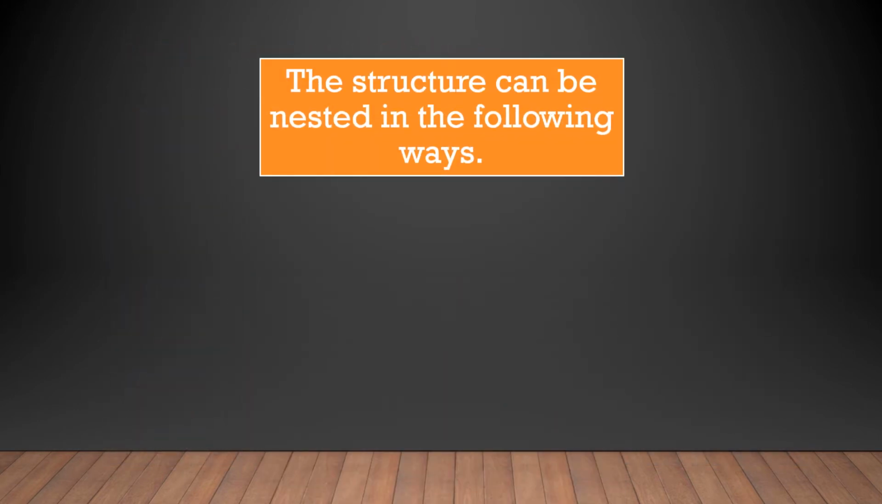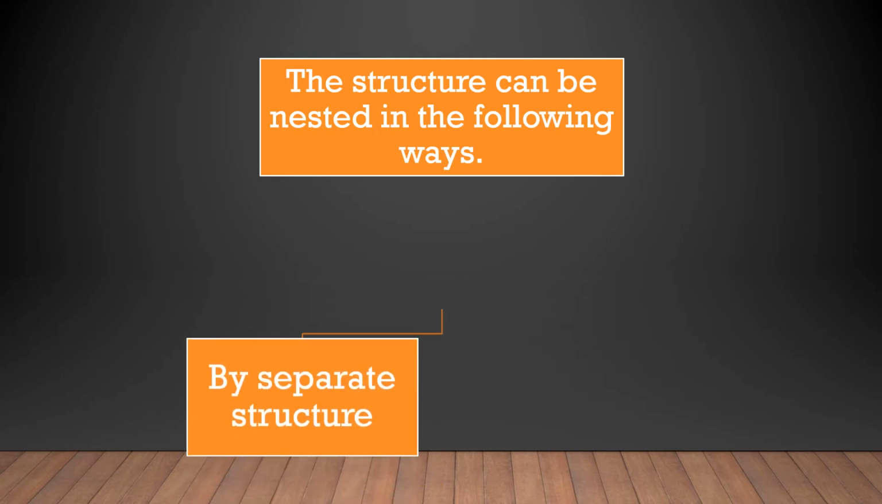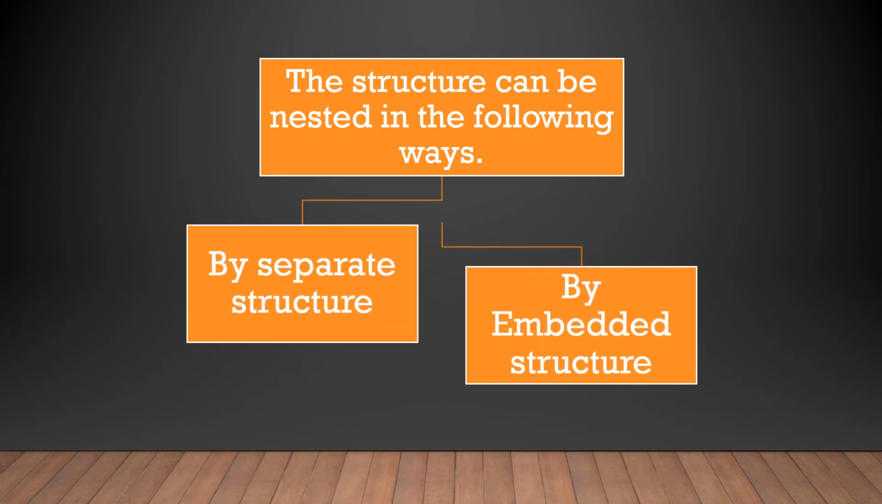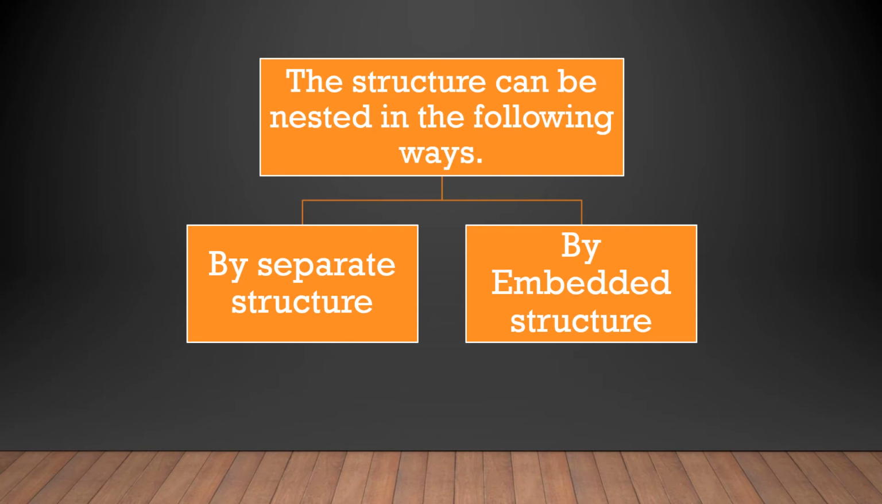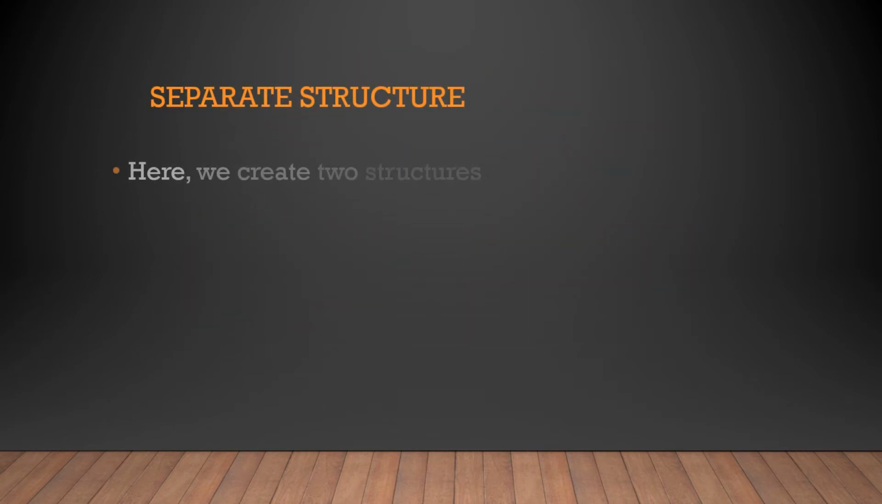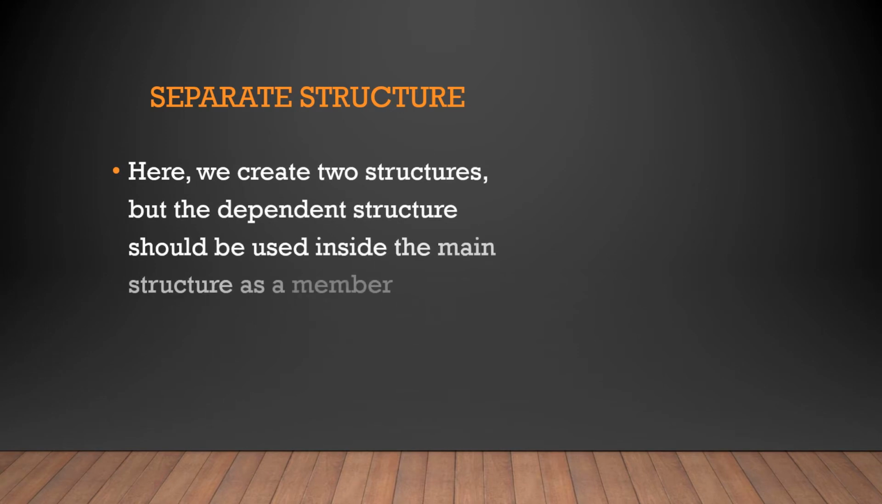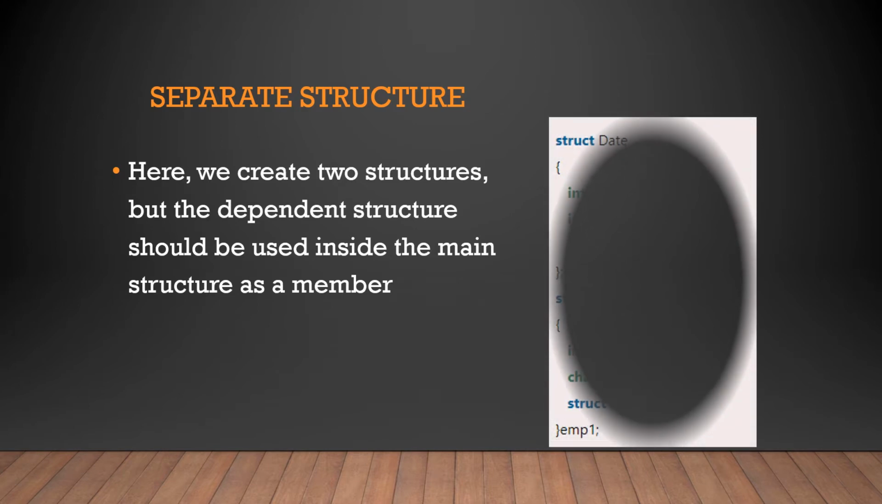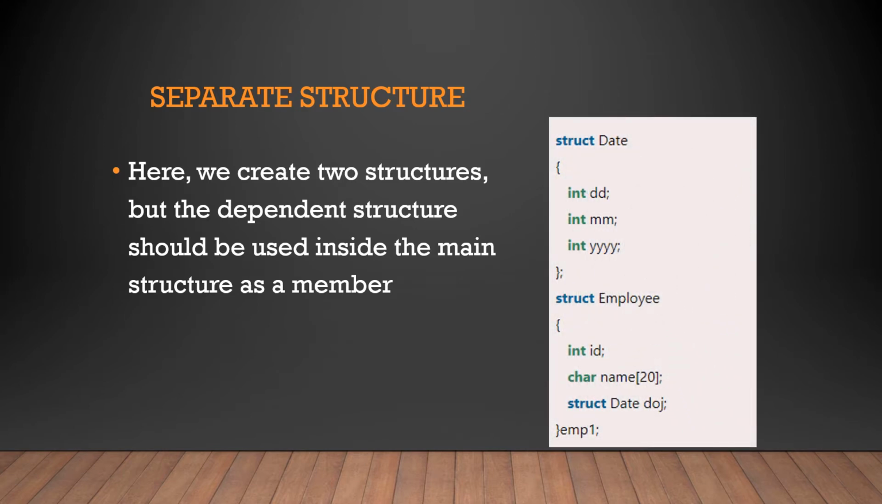A structure can be nested in the following ways: by separate structure and by embedded structure. Separate structure: here we create two structures, but the dependent structure should be used inside the main structure as a member. The following code represents the separate structure. Here struct date is a separate structure and struct employee is a separate structure.